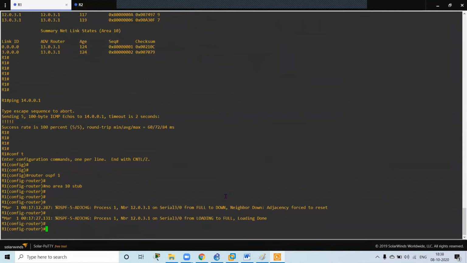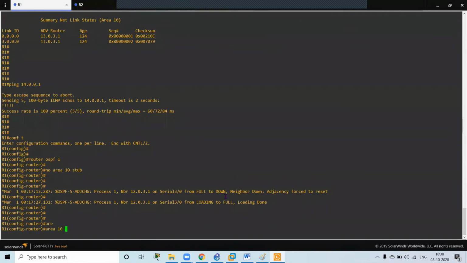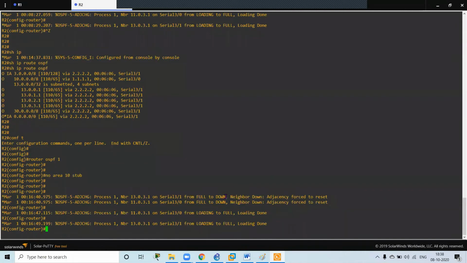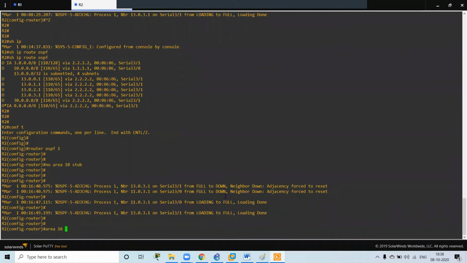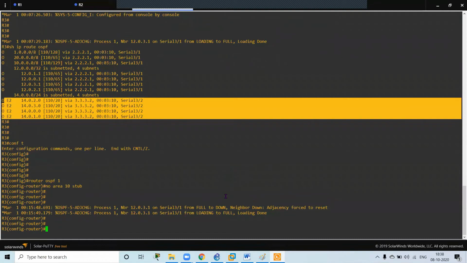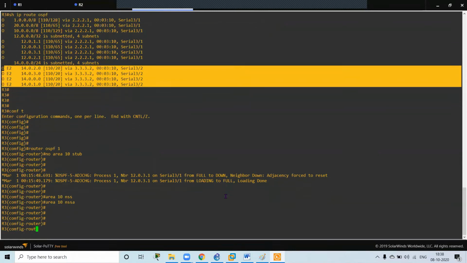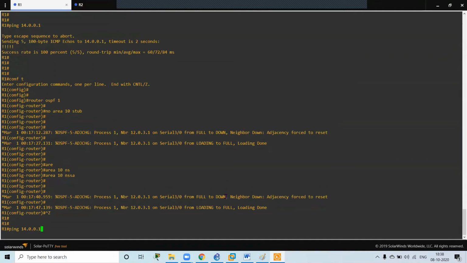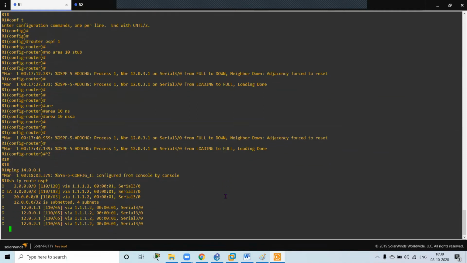And I have to give a simple command, area 10 NSSA, on all the routers of my stub area. So previously I was not getting the 11.network routes on any of the routers. If I go now and check on R1, show IP route OSPF.